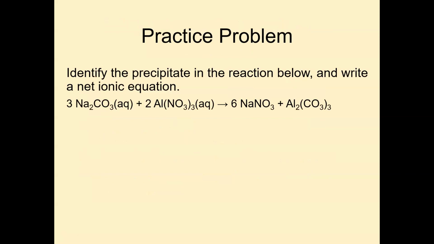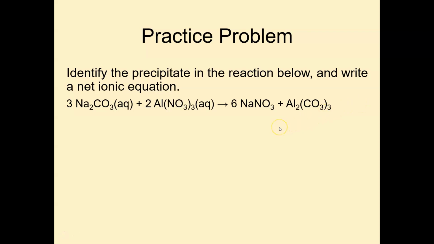Okay, a couple of practice problems for you. I've got a reaction here that I have already written and balanced. So here is a balanced molecular equation. Your job is to identify the precipitate, write a net ionic equation by first writing an ionic equation, then identifying the spectator ions, and then canceling out the spectator ions to get the net ionic equation. So go ahead and pause the video and go through the entire sequence.